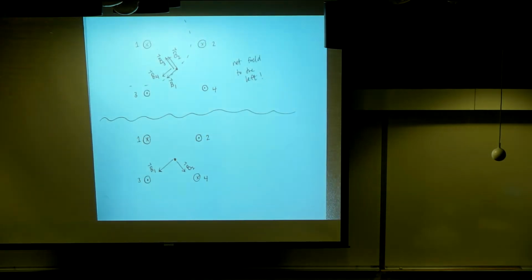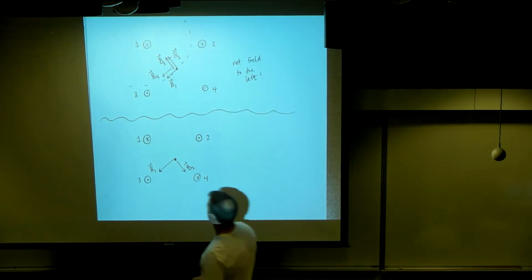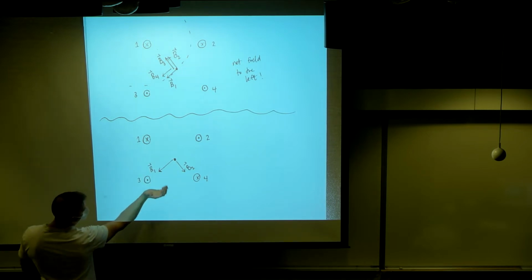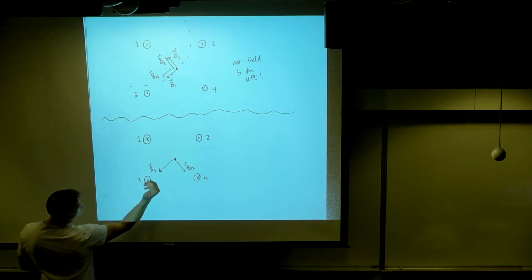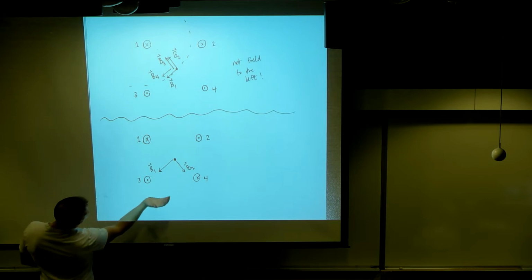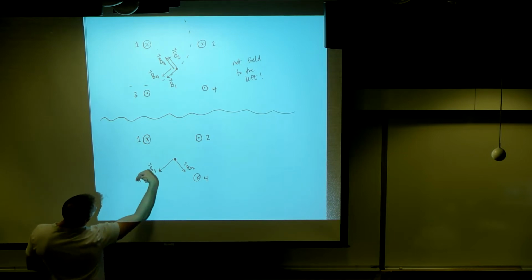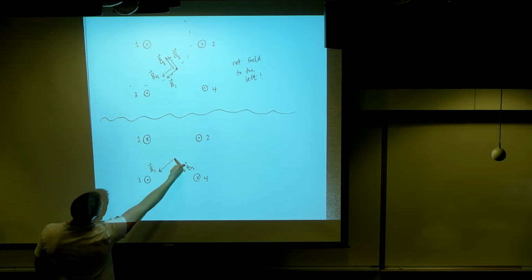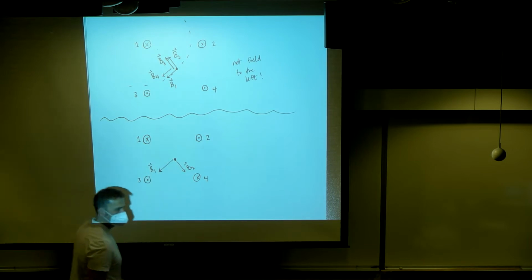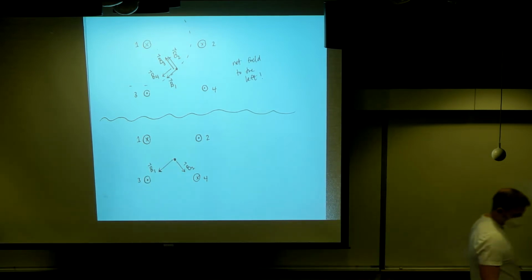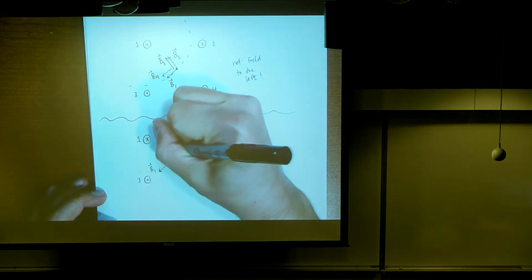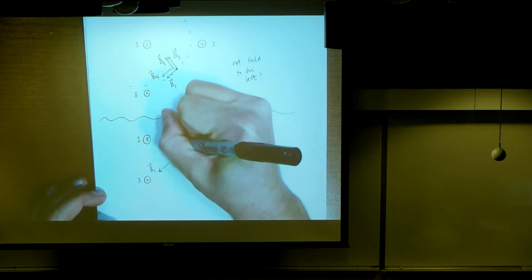All right, let's do B3. I think this one's just the same as before. Thumb's coming out of the page in the direction of our current. B field loops around that current like this. So at this point, it's kind of going up and to the left. Okay, there's B3.